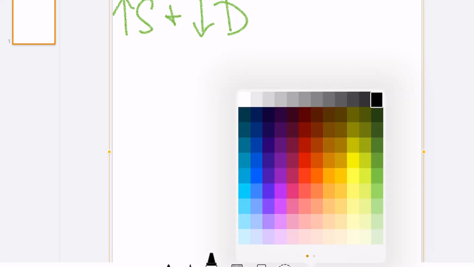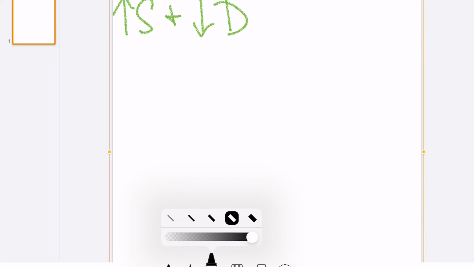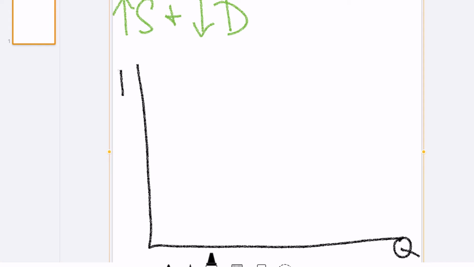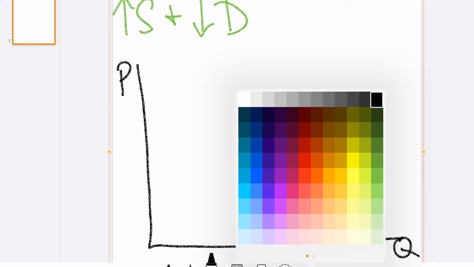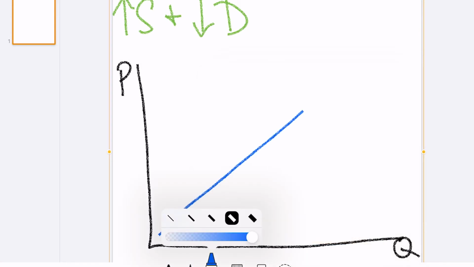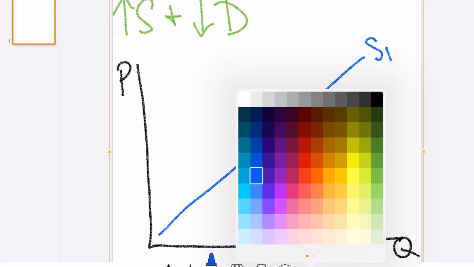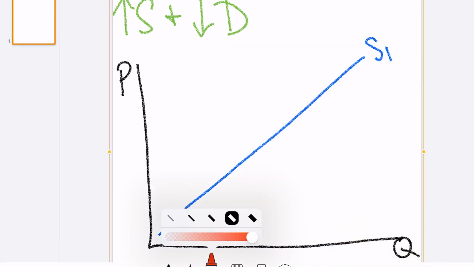Next up is an increase in supply and a decrease in demand. So start every graph off the same with your price and quantity axis. Label your Q, label your P. Then draw supply to the sky, and then draw your demand.